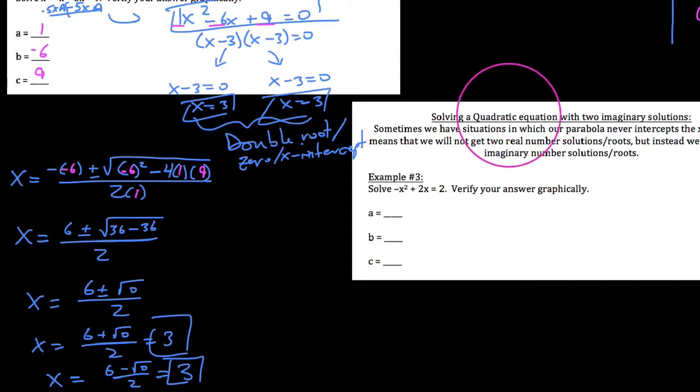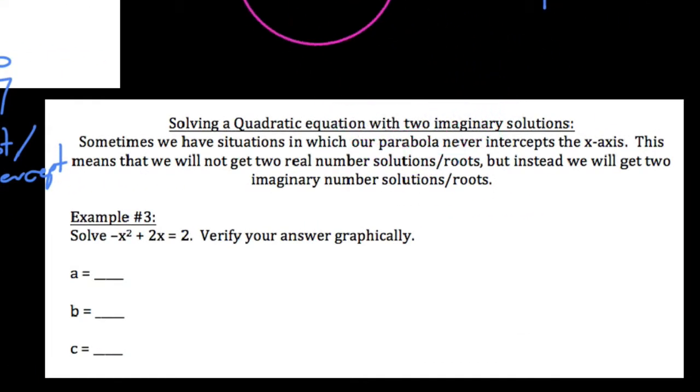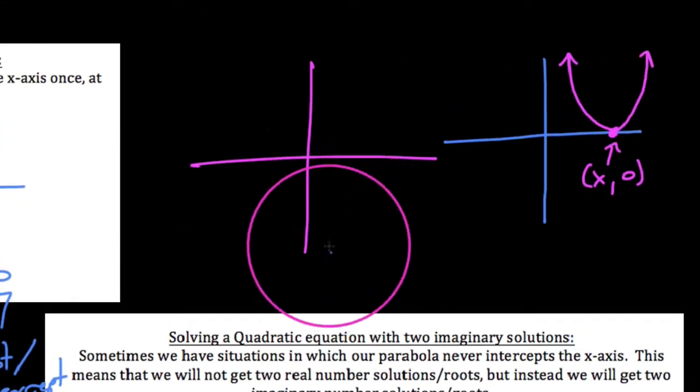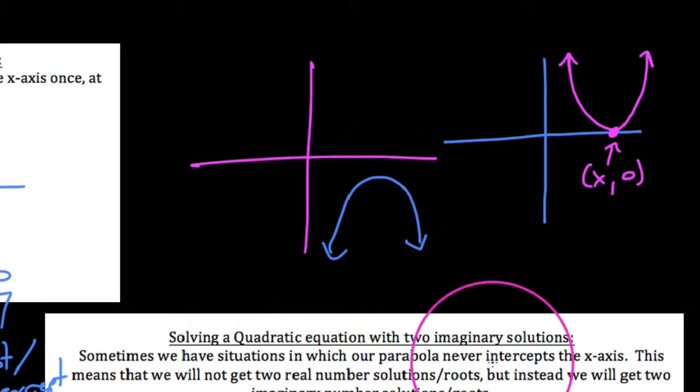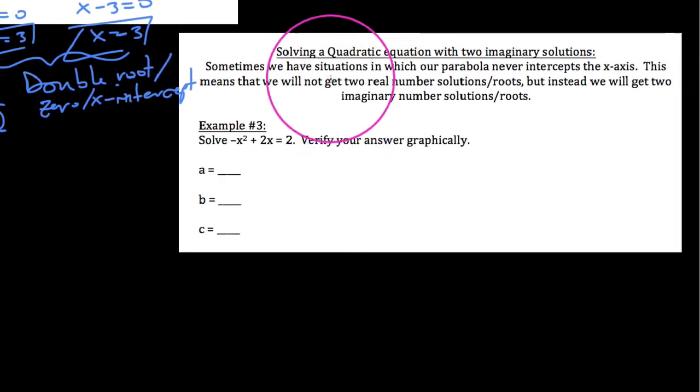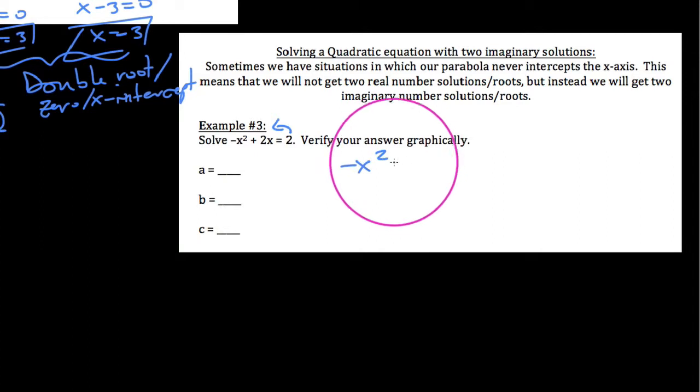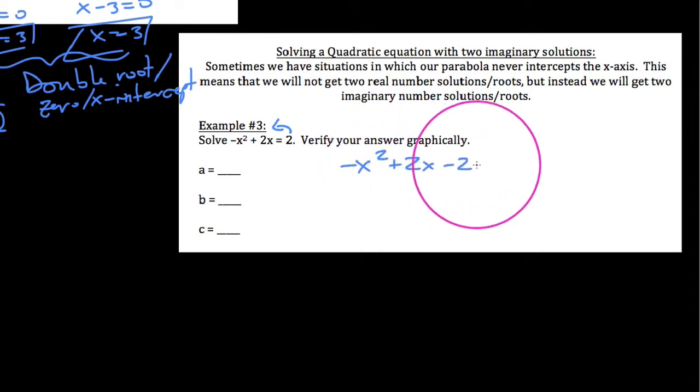How about if we were to solve a quadratic equation and it never hits the x-axis? So again, we're going to look at a situation now where maybe my parabola is doing this. Who knows? But the fact is it doesn't have any real x-intercepts. So what kind of answers are we going to produce with the quadratic formula? Well, let's go ahead and set this equal to 0 first. I'm going to bring this 2 back over. So we get negative x squared plus 2x minus 2 equals 0.